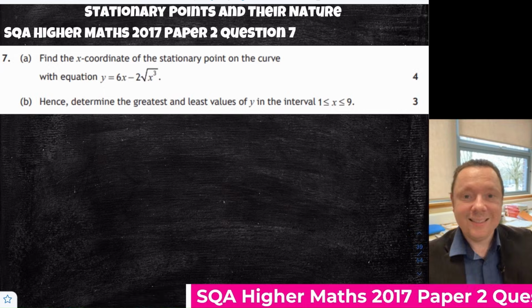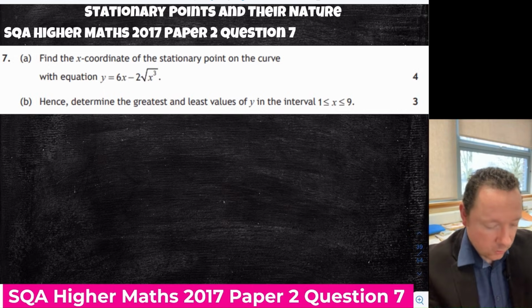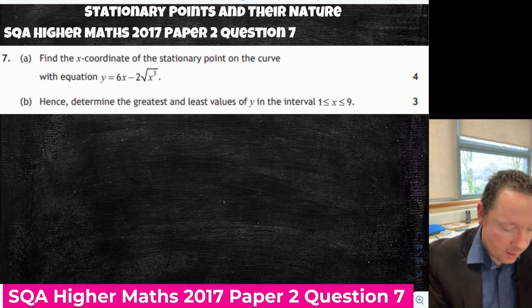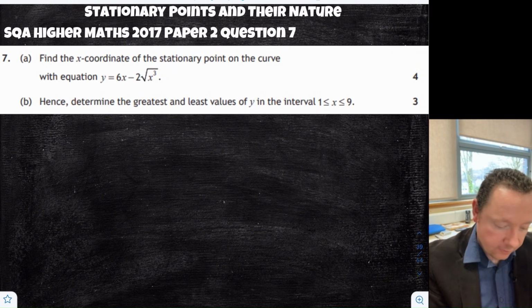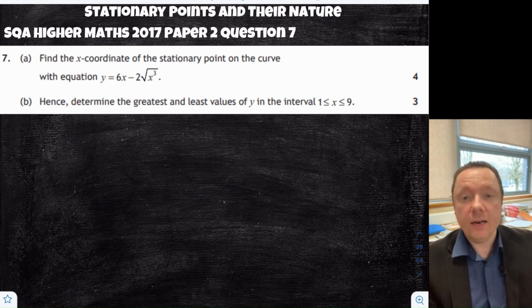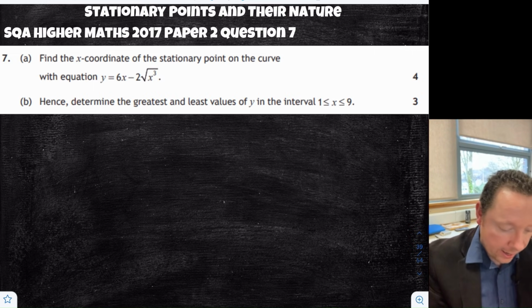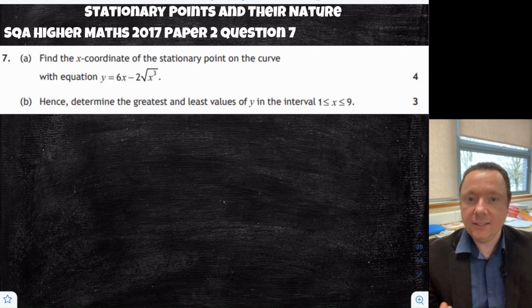And we're done there. Okay, stationary points under nature, SQA Higher Maths 2017, paper 2, question 7. Find the x-coordinate of the stationary point on the curve with equation y equals 6x minus 2 root x cubed. Then find the greatest and least values of y in the interval 1 is less than or equal to x and less than or equal to 9. So part A, stationary points occur when dy by dx is 0.